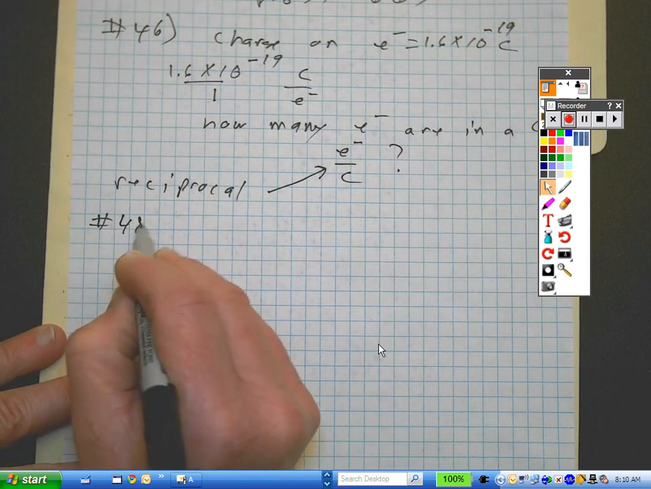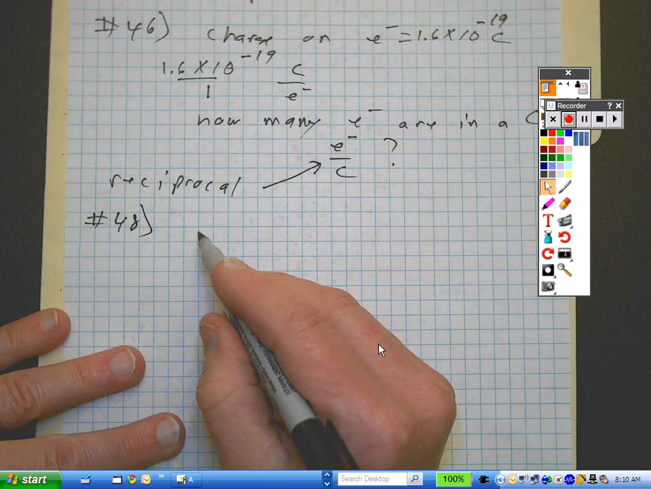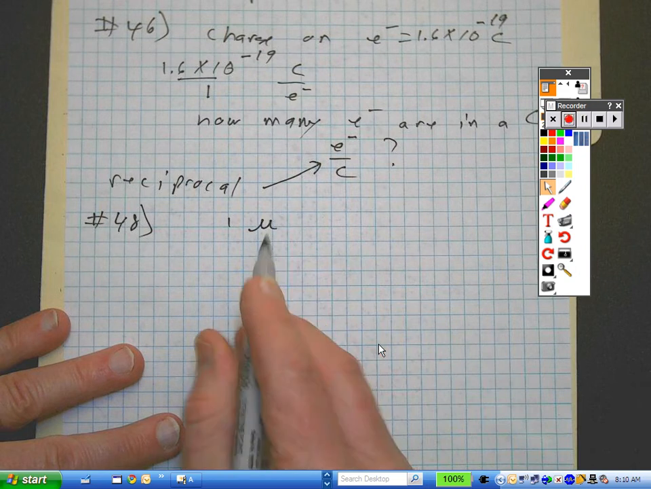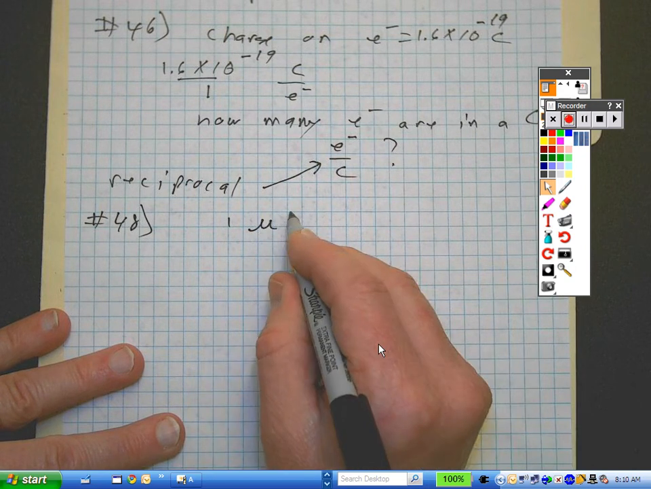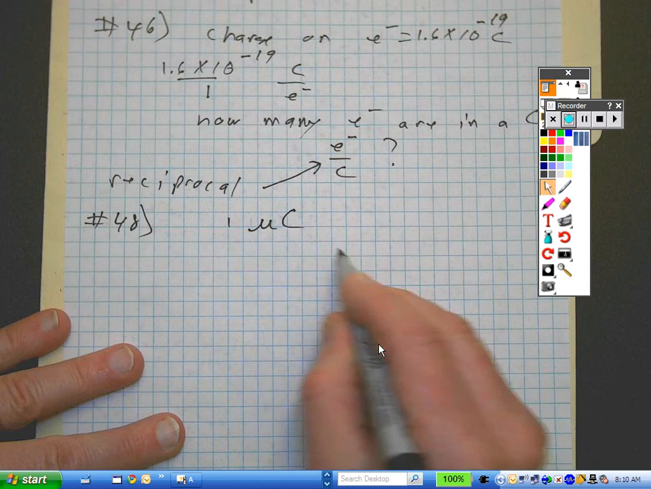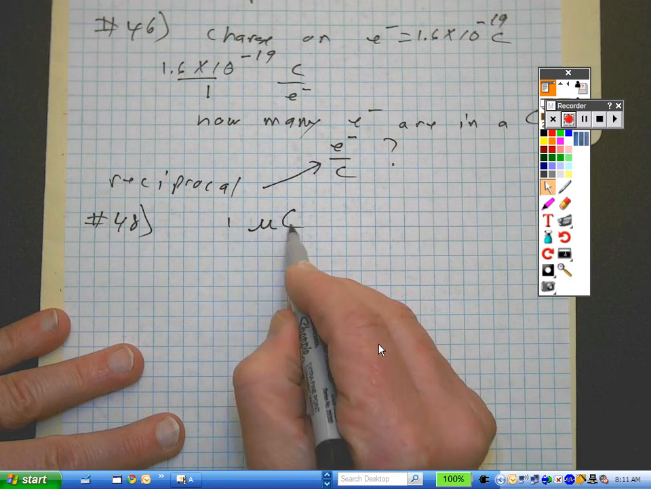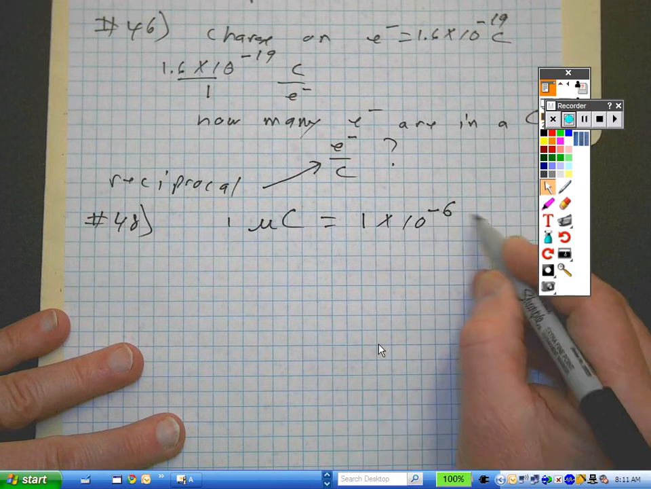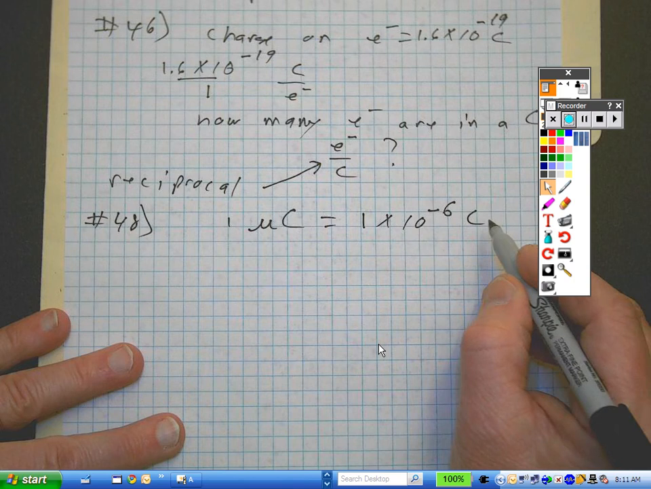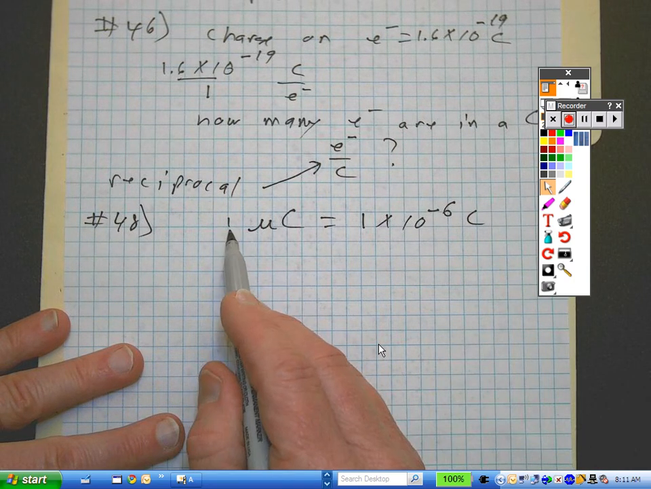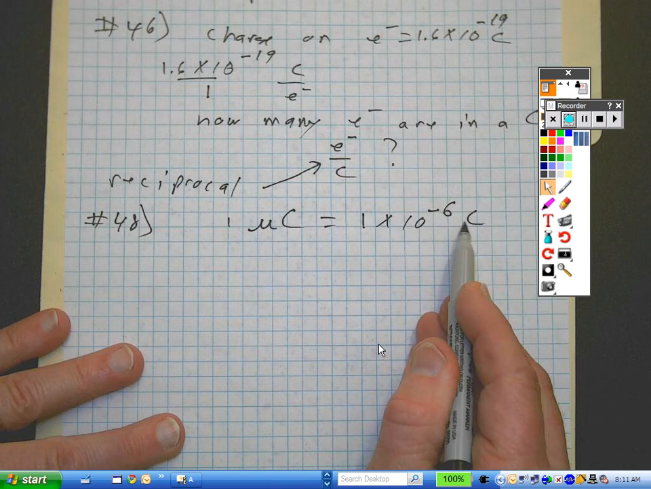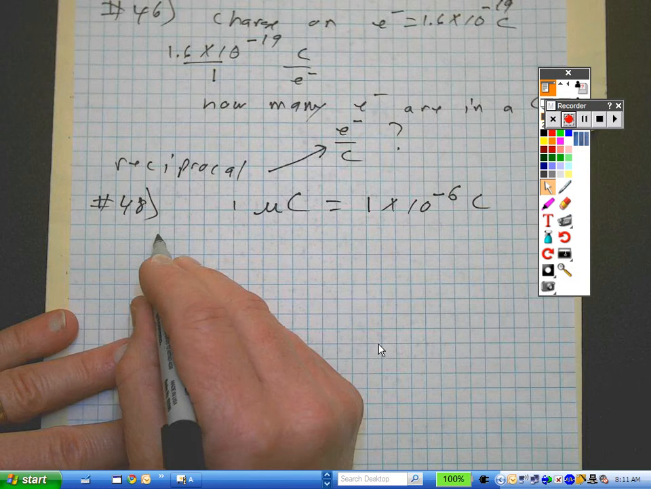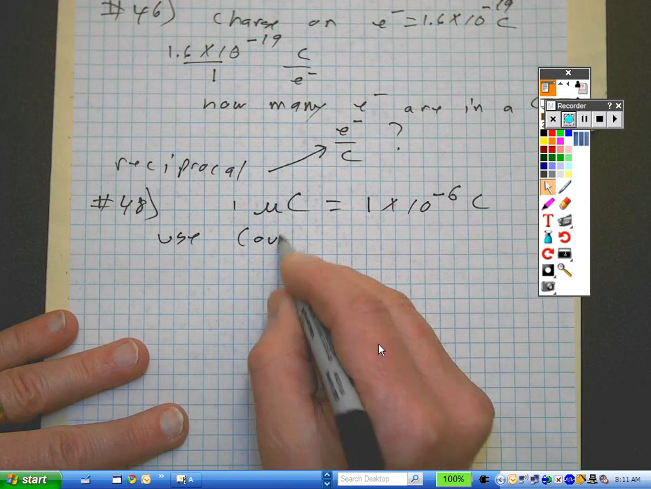Number 48. Then, as you've read in the book, this symbol, which is the Greek letter mu, indicates 1/1,000,000th. So 1 microcoulomb is the same as 1 times 10 to the minus 6 coulombs. So if I had, for instance, 5 microcoulombs, it would be 5 times 10 to the minus 6 coulombs. So for number 48, as with many of the questions, you will use Coulomb's law.